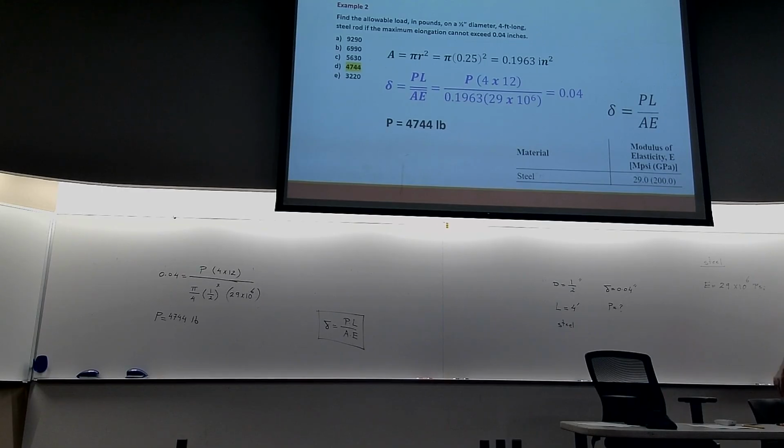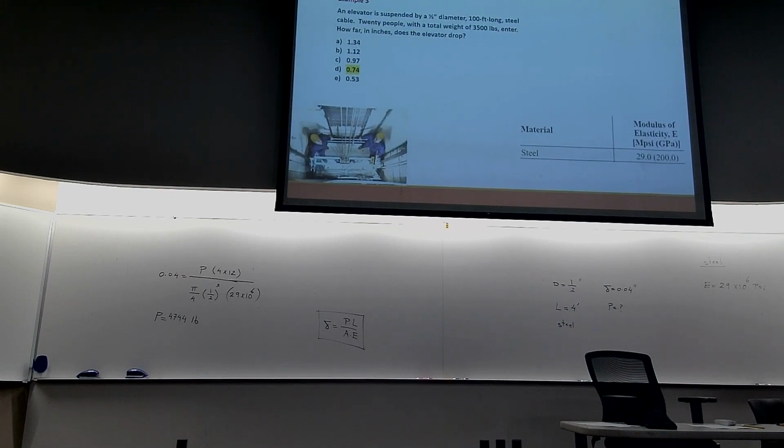Questions about this problem? Here's another one, in which there's an elevator suspended by a 1/2 inch diameter, 100-foot long steel cable. 20 people with a total weight of 3,500 pounds enter. Obviously, the cable is going to stretch a little bit.